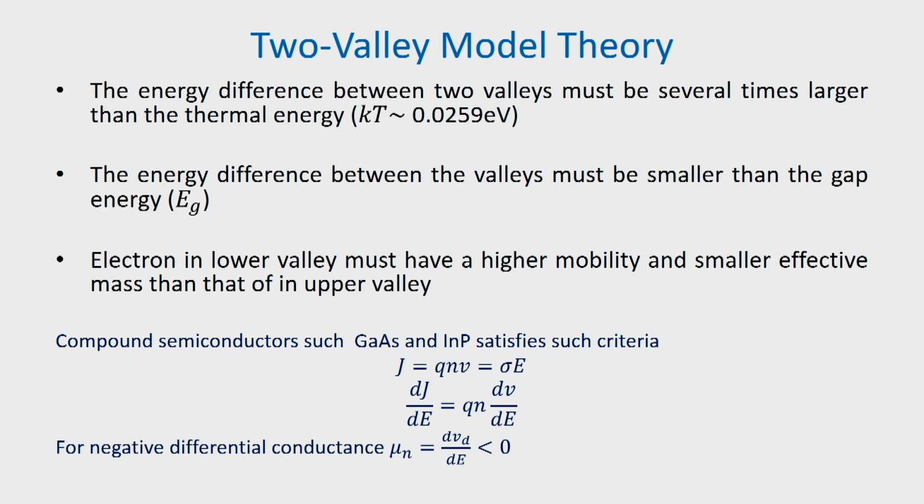Now, for negative differential conductance, we must have mu n equal to dVd/dE, and that should be less than 0. We will see how this negative differential mobility essentially contributes to the operation of a Gunn device.